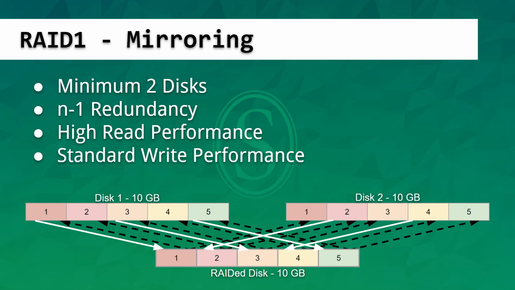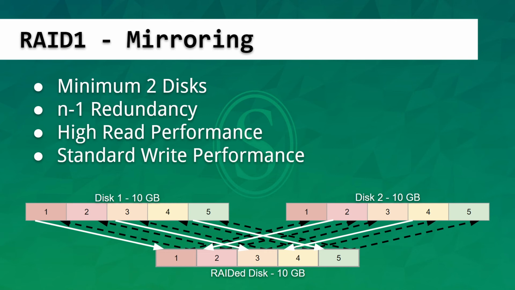N-1 means n is the number of disks. If you have 2 disks, 2 minus 1 means you could lose 1 disk. You have 1 disk that you can lose and still retain all your data. If you had 3 disks, 3 minus 1, you'd be able to lose 2 disks, and you'd still maintain a full-blown set, full copy of your data.